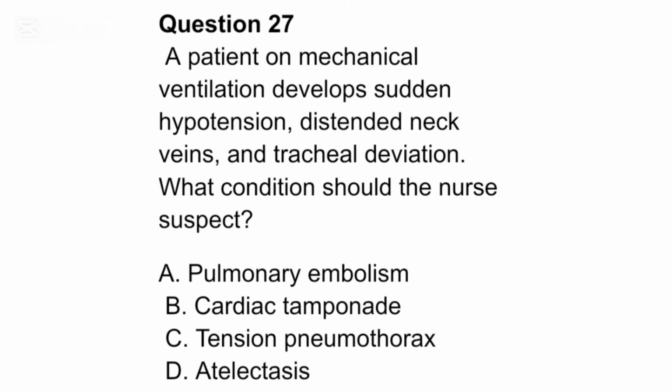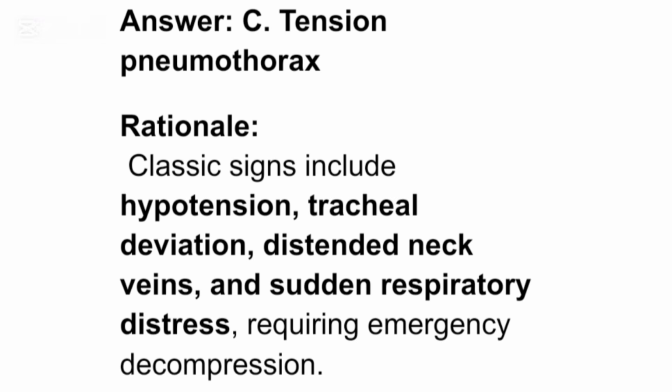Question 27. A patient on mechanical ventilation develops sudden hypotension, distended neck veins, and tracheal deviation. What condition should the nurse suspect? A. Pulmonary embolism, B. Cardiac tamponade, C. Tension pneumothorax, D. Atelectasis. Answer: C. Tension pneumothorax. Rationale: Classic signs include hypotension, tracheal deviation, distended neck veins, and sudden respiratory distress, requiring emergency decompression.